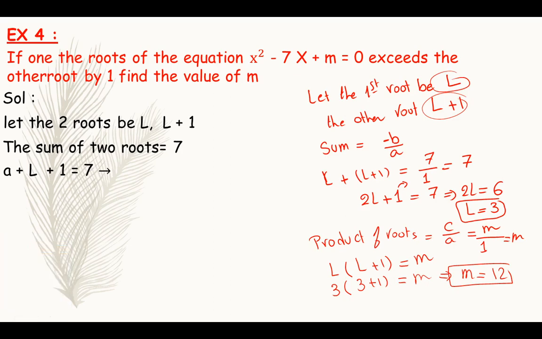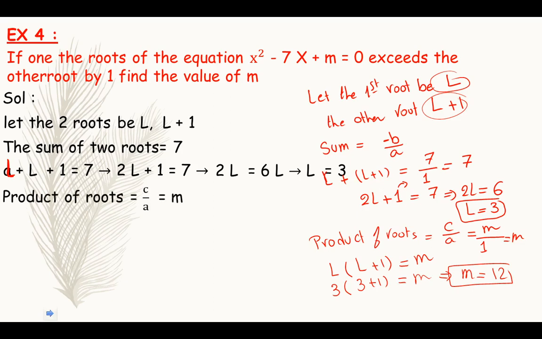I will fix it for you. So this is L. L plus 1 equals 7. Okay, so 2L plus 1 equals 7. 1 will go to the other side, 2L will be equal to 6. And so L will be equal to 3.